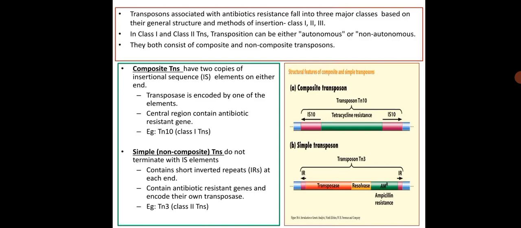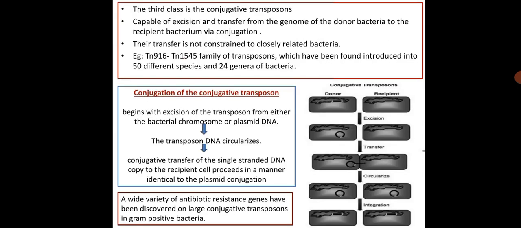Simple or non-composite transposons do not terminate with insertional elements. They contain short inverted repeats at each end, contain antibiotic resistance genes, and encode their own transposase. For example, TN3 is a class 2 transposon. The third class is the conjugative transposons. They are capable of excision and transfer from the genome of the donor bacteria to the recipient bacterium via conjugation. Their transfer is not constrained to closely related bacteria. For example, the TN916 to TN1545 family of transposons has been found introduced into 50 different species and 24 different genera of bacteria.